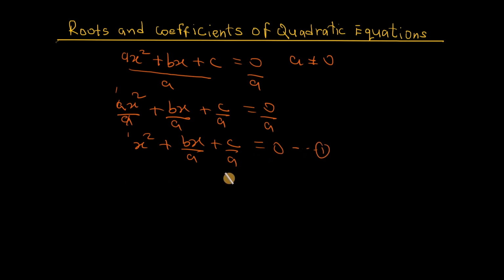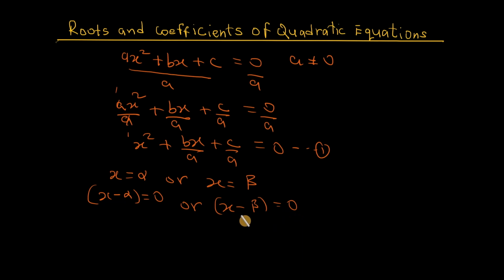Let's say the solutions of equation 1 are x equals alpha or x equals beta. x equals alpha means x minus alpha equals 0 is a root, or x minus beta equals 0 is another root of equation 1. That means x minus alpha times x minus beta equals 0.